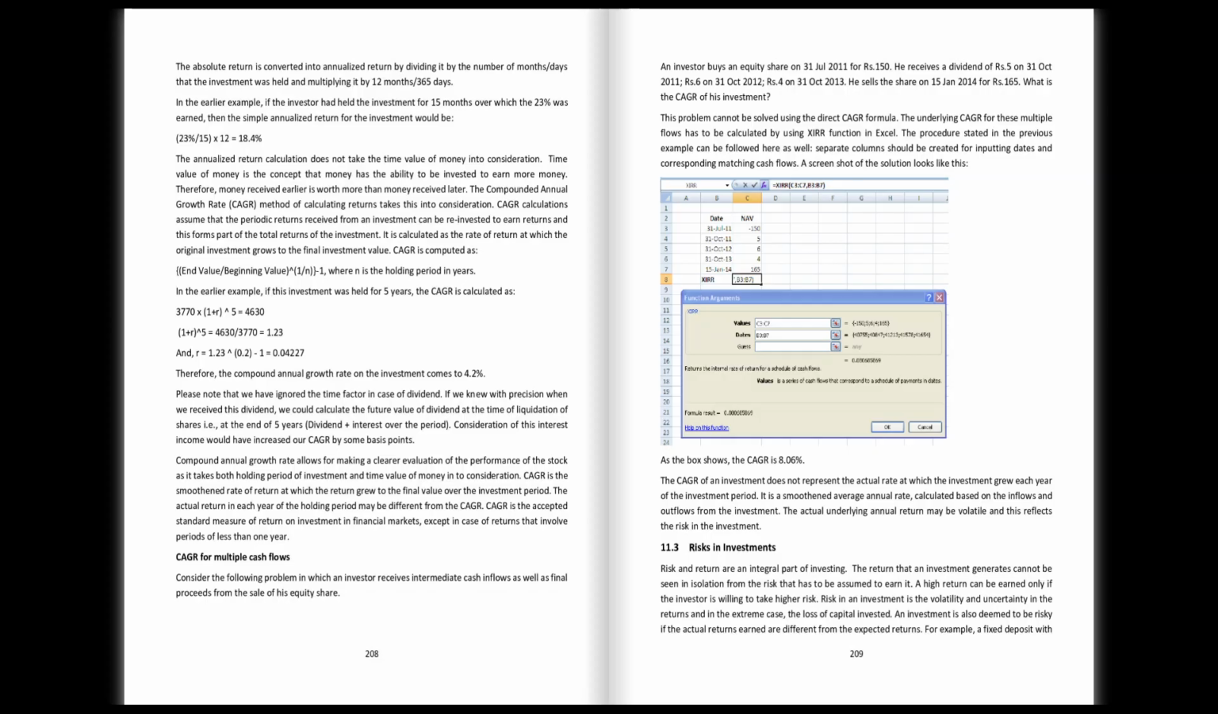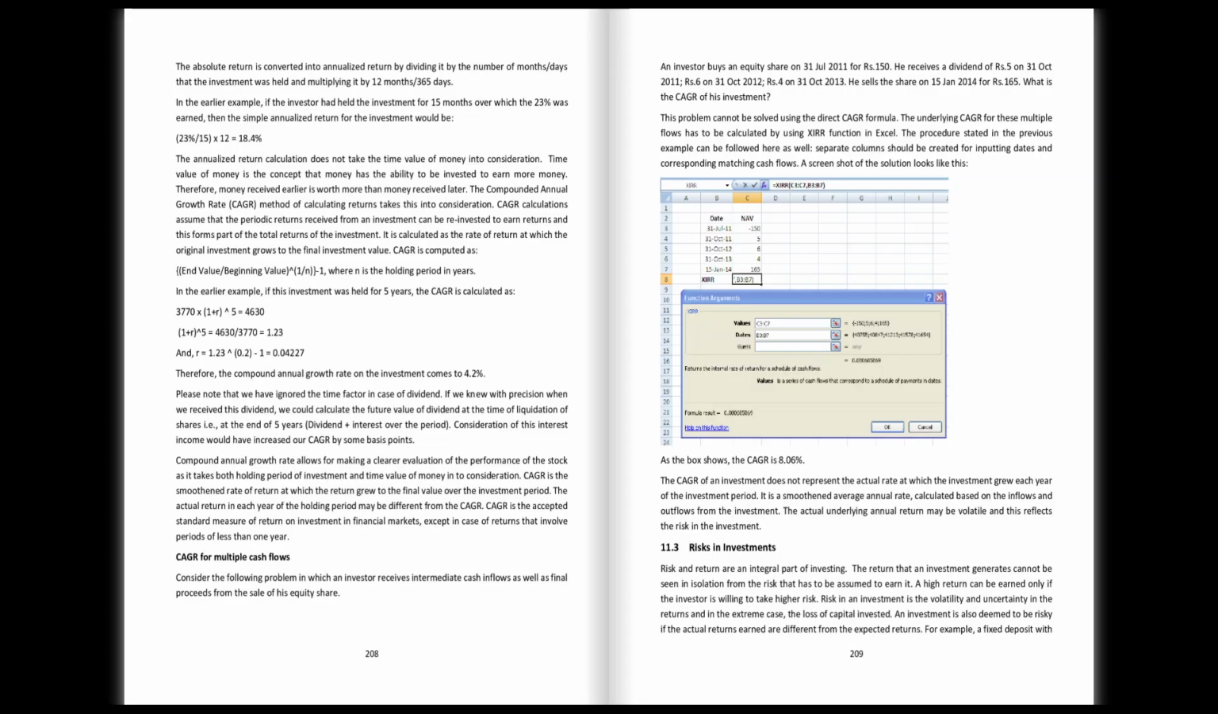This problem cannot be solved using the direct CAGR formula. The underlying CAGR for these multiple flows has to be calculated by using the XIRR function in Excel. The procedure stated in the previous example can be followed here as well. Separate columns should be created for inputting dates and corresponding matching cash flows. A screenshot of the solution looks like this. As the box shows, the CAGR is 8.06%.